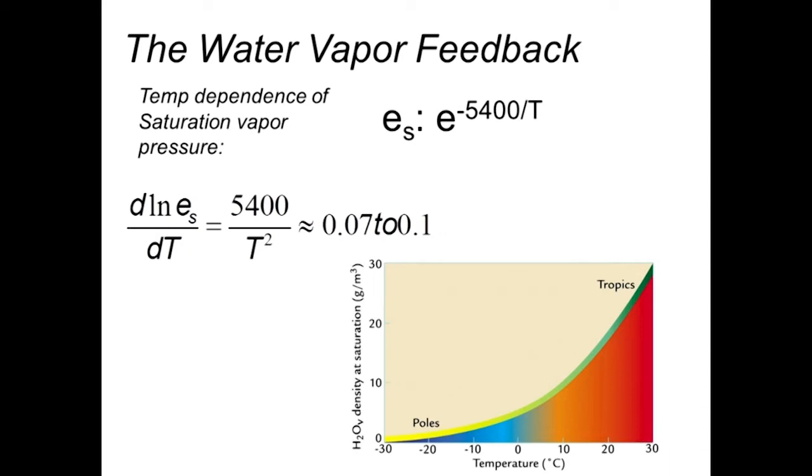That's why in the cold, particularly when you climb up, it gets dry, because you're losing e to the minus 5400 divided by temperature. The unit is Kelvin. In fact, I've shown you in a cartoonish way the water vapor density at the surface from the polar region to the tropics. You'll be amazed. The difference is a factor of 40. There is 40 times more water vapor in the tropics than in the poles.